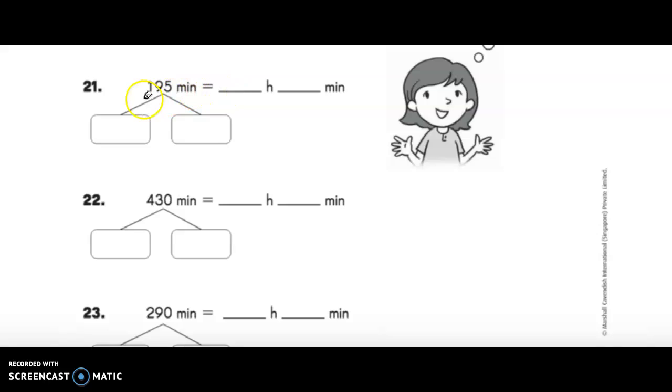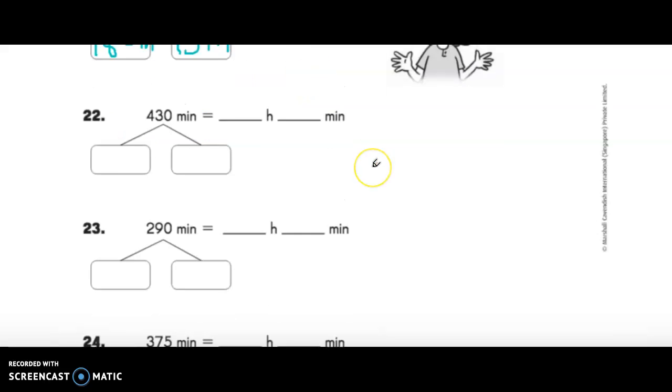So we can pull out 180 minutes. And then when we're thinking about what we have left, 15 minutes. And then that gives us our final answer. 180 minutes is 3 hours. And then we have those 15 minutes left.